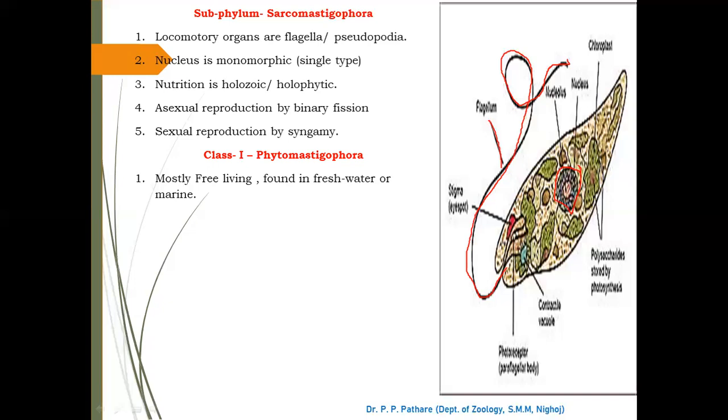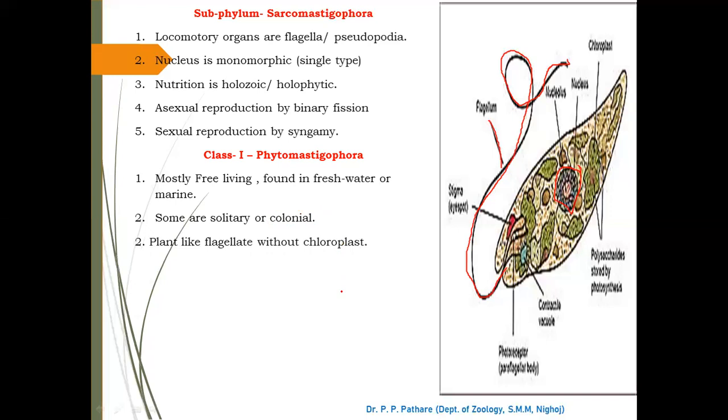Mostly free living, found in fresh or marine water. Free living means it does not directly depend on another organism for food and shelter. That is called a free living organism. Some are solitary and some are colonial. The same features are repeated here. That is, they live singly, or they form a group or family of the same species, continuing their life in one type of group.